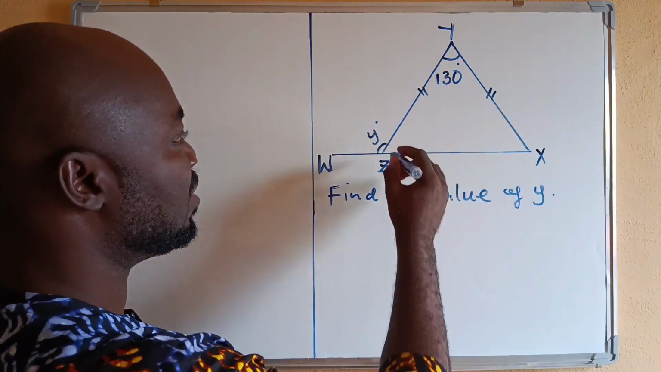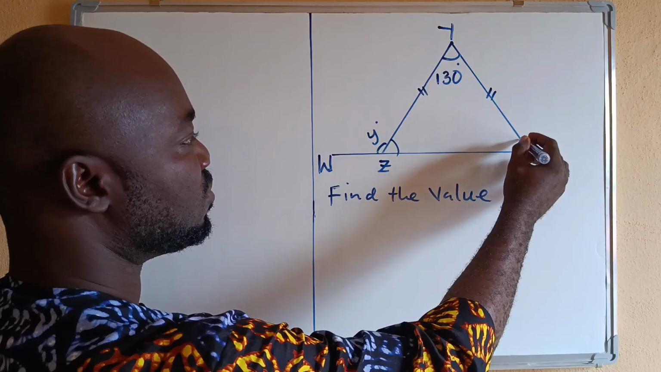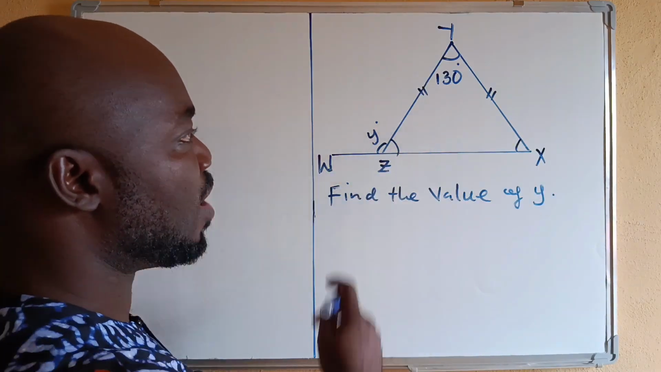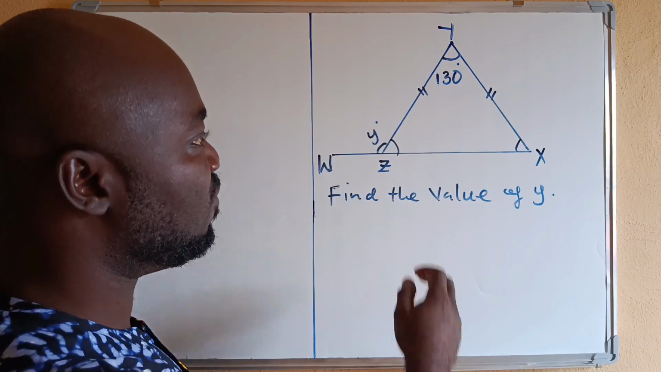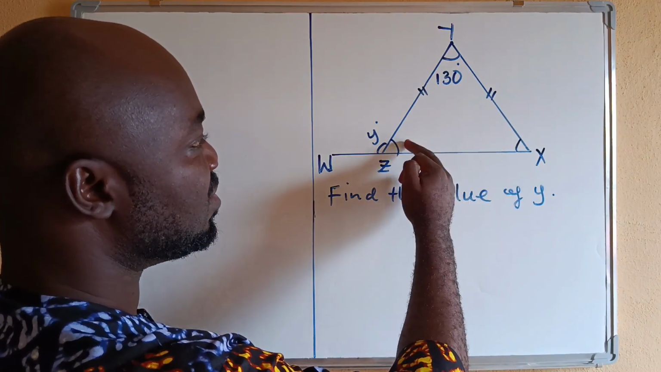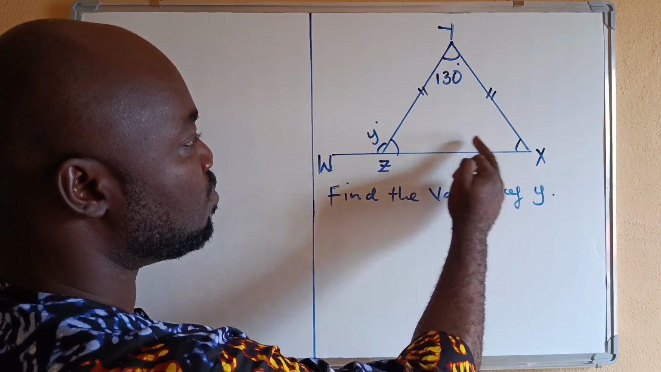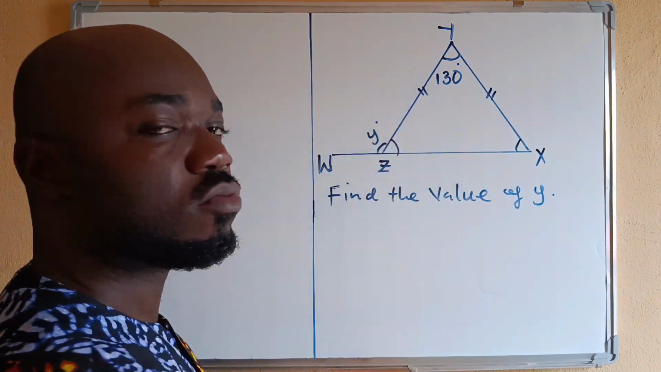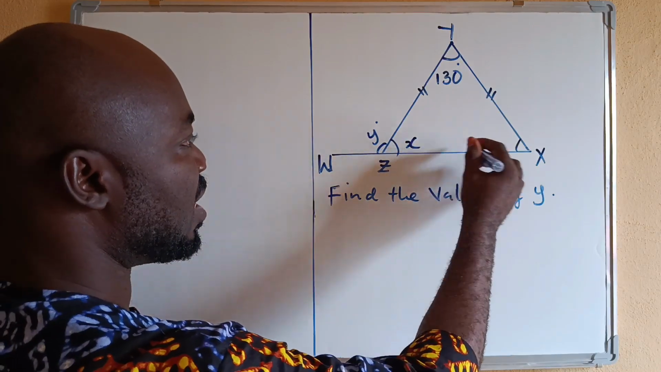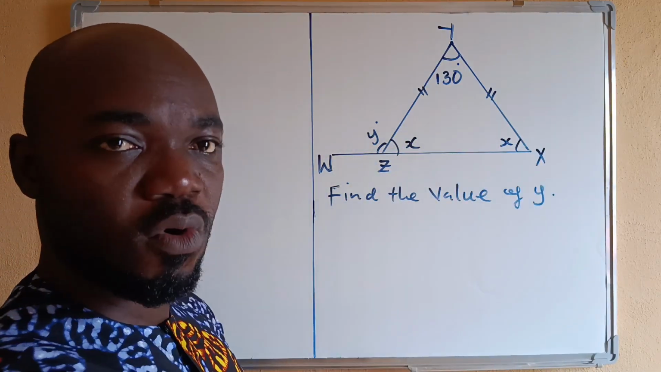What that means is that the two base angles are equal. So how do we get the value of y? First, we are going to get the value for these base angles that are opposite to each other. So since they are equal, I'm going to sum their angles and then sum it to 130. So let me assume that these base angles are x and x since they are equal.